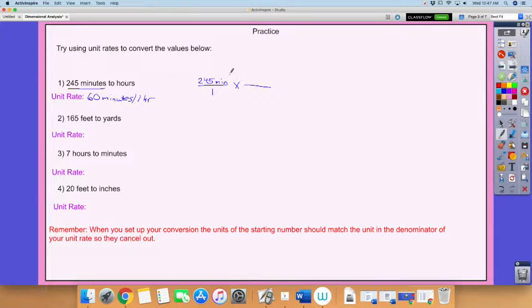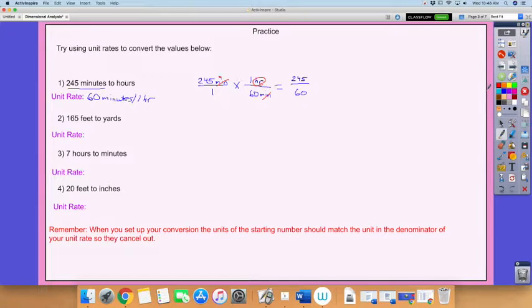To help me decide, I look here. I see minutes is in the numerator, and I know that whatever is in the numerator has to be in the denominator of my next chunk. So that means the 60 minutes has to go down here so that we have 1 hour in the numerator. Now when I multiply straight across, that gives me 245 over 60. And I can see I have a minute on top and a minute on bottom, so those cancel. So I'm left with hours.